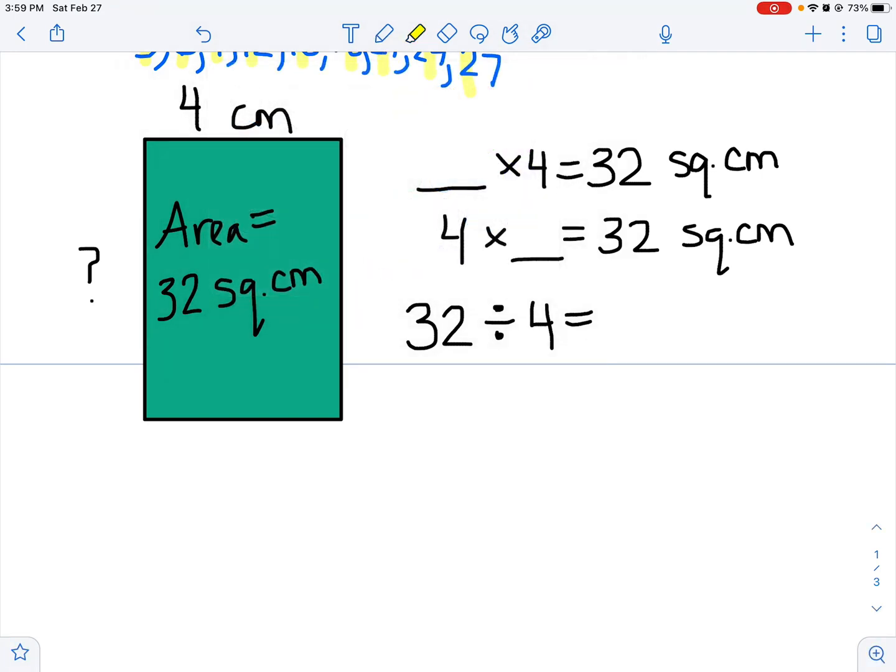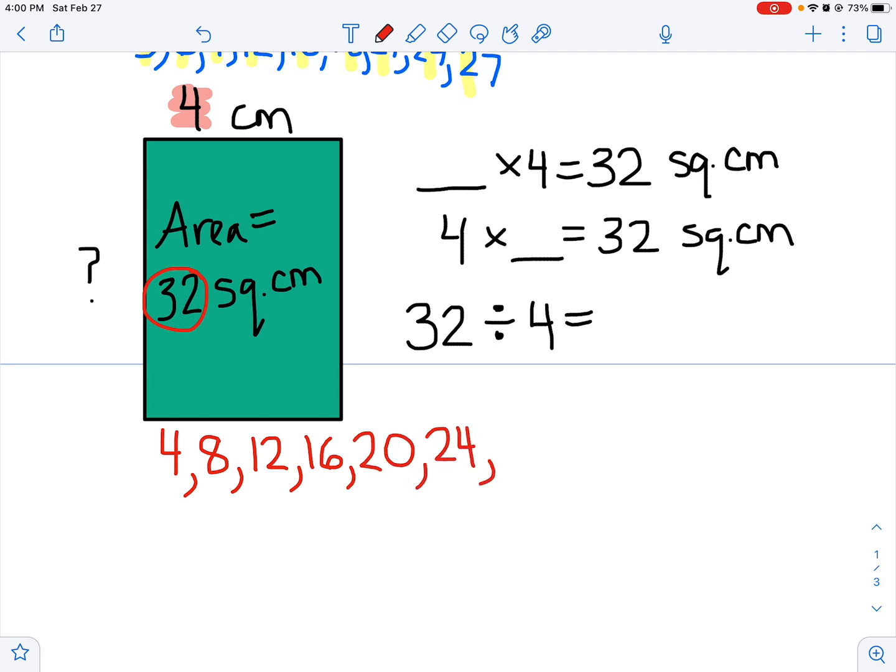Again, I'm going to skip count by the one side length I know until I hit my area of 32. So I'm going to count 4, 8, 12, 16, 20, 24, 28, 32.